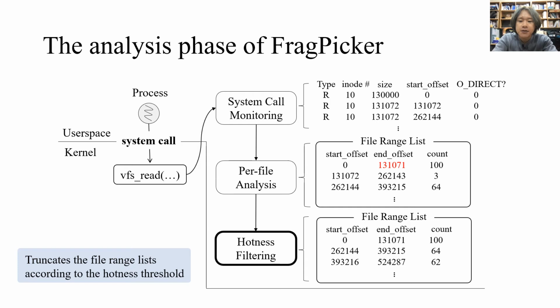The hotness filtering truncates the file range list according to the hotness threshold. In the profile analysis, FragPicker calculates the I/O count for each range. Using the I/O count, FragPicker only retains hot data regions that are frequently accessed. In other words, this process removes unnecessary pieces of data that are not critical to the performance.